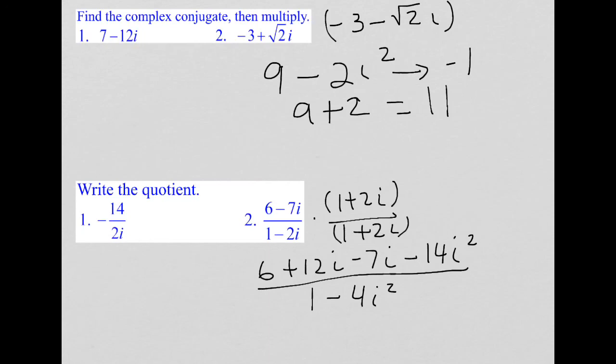Okay, so on the top, I know this becomes negative 1, so that's going to be 6 plus 14, which is 20, and 12 minus 7, which is plus 5i. All over, well, again, I know that i squared becomes negative 1, so that's going to be 1 plus 4, which is 5, which I can simplify this to 4 plus i, because the 5 can divide into the 20 and divide into the 5i.